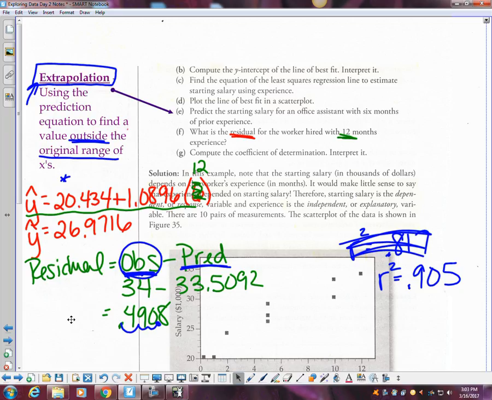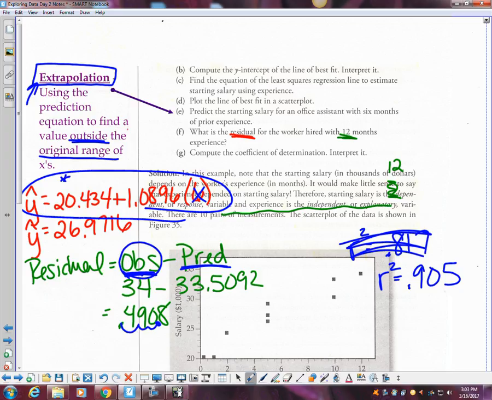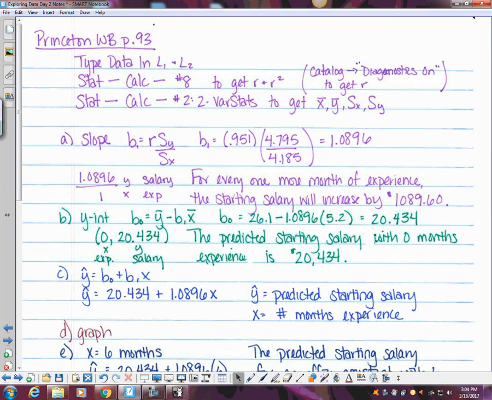Don't try to memorize it. Make it make sense. 90.5% of the variation in starting salaries is accounted for or explained by the linear model that relates months of experience to starting salary. And you've got tons of those in your notes that you can go back and look at. Okay, so that takes us through all of that.